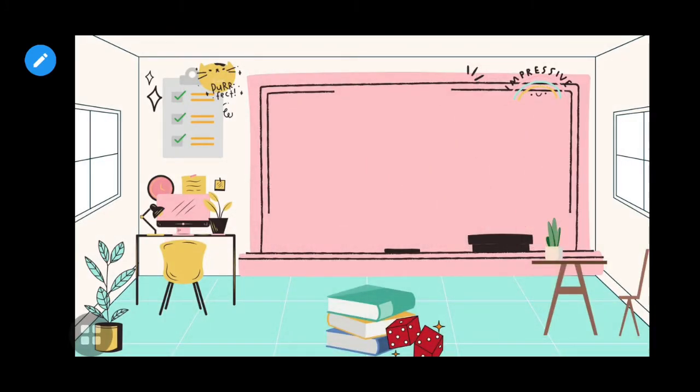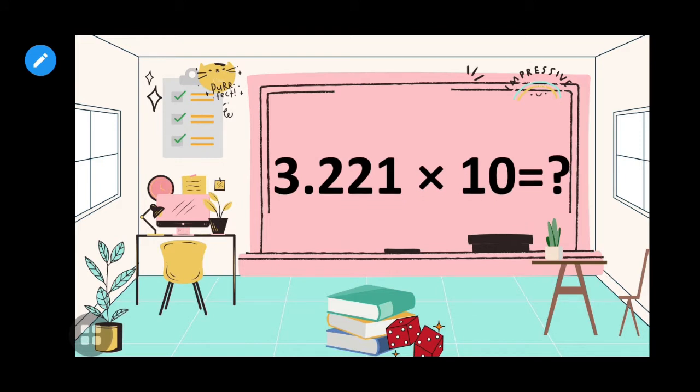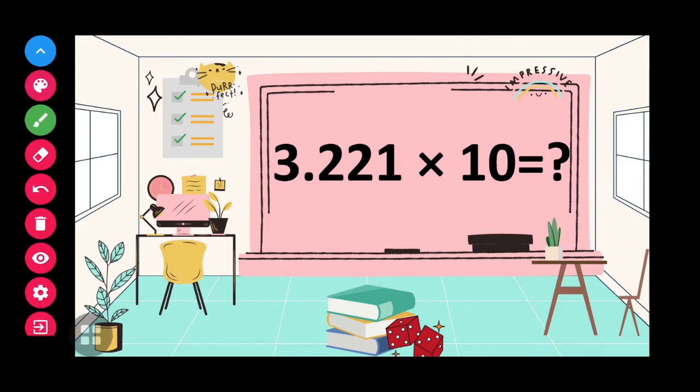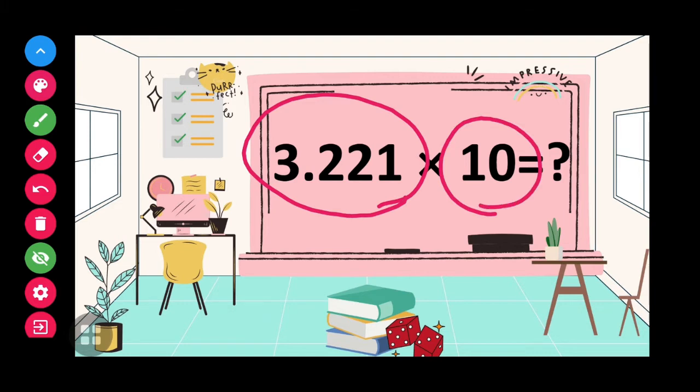Okay, we have a sum: 3.221 into 10. What we are learning today is multiplication of decimals. We have a number here that is a decimal, and we are multiplying it by 10. When we multiply decimals with the powers of 10, 10 to the power 1 is 10, 10 to the power 2 is 100, 10 to the power 3 is 1000, like that. When we multiply a decimal number with powers of 10, it is made very easy for us. Let's learn it.